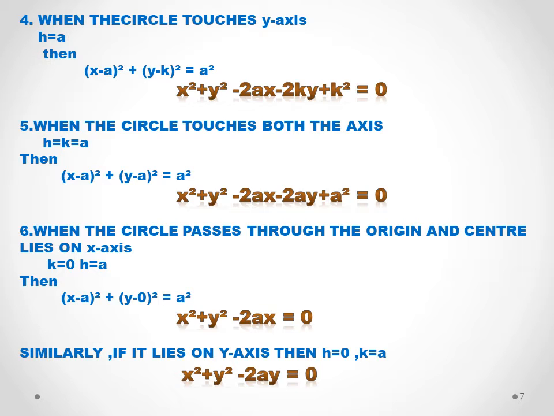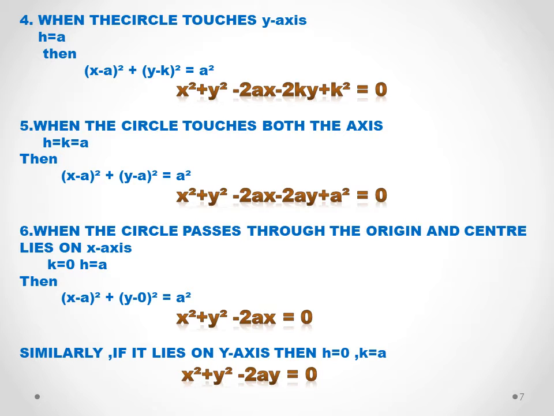Next is when the circle touches both the axes. Now if it is touching both the axes, just imagine, your center will be what? Because the radius is the same on both sides, obviously your center will be (a, a). That means your h and k both are a this time. So your equation will become x square plus y square minus 2ax minus 2ay plus a square is equal to 0. Right?